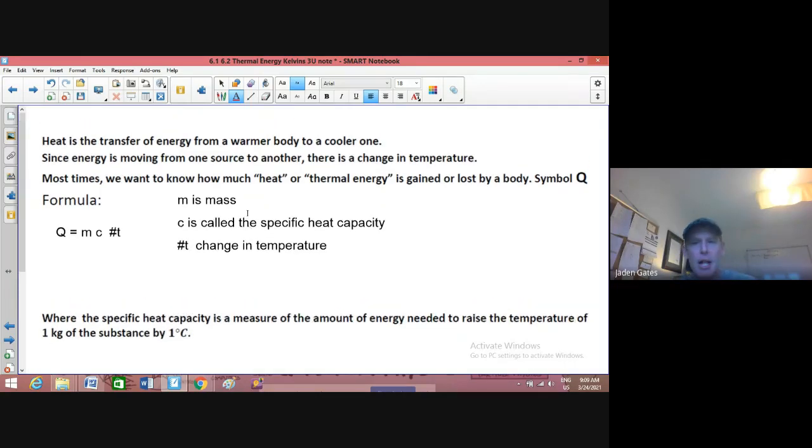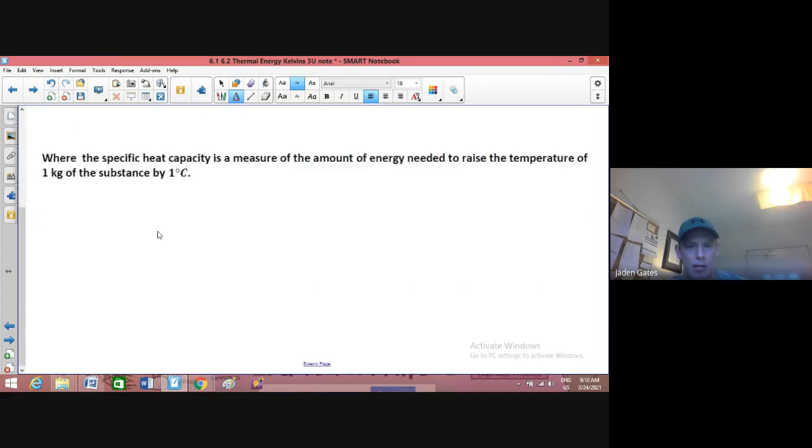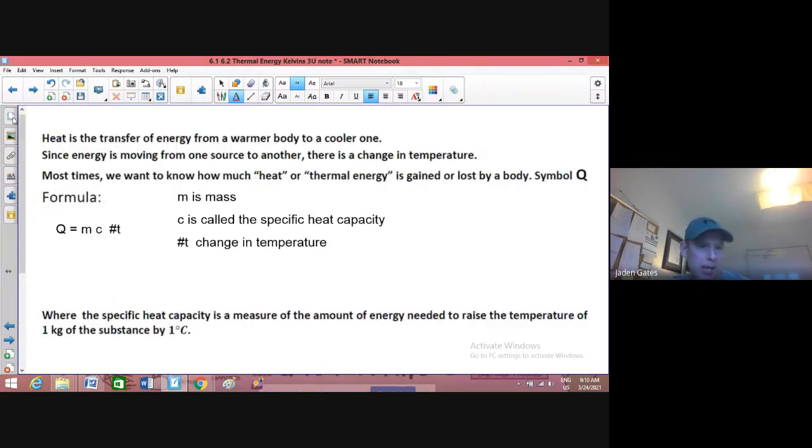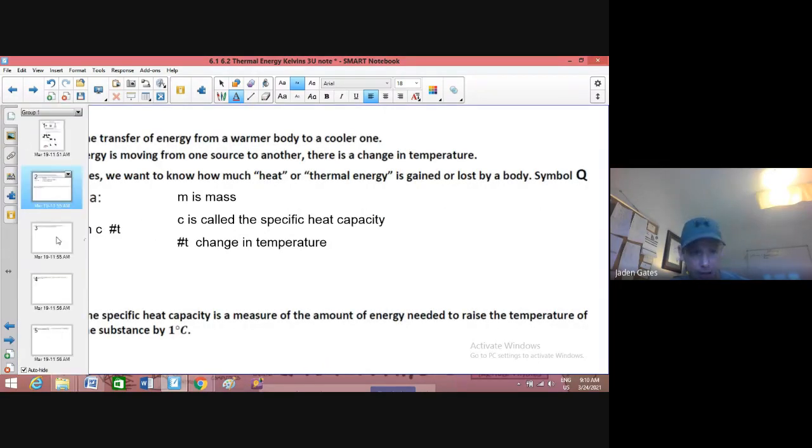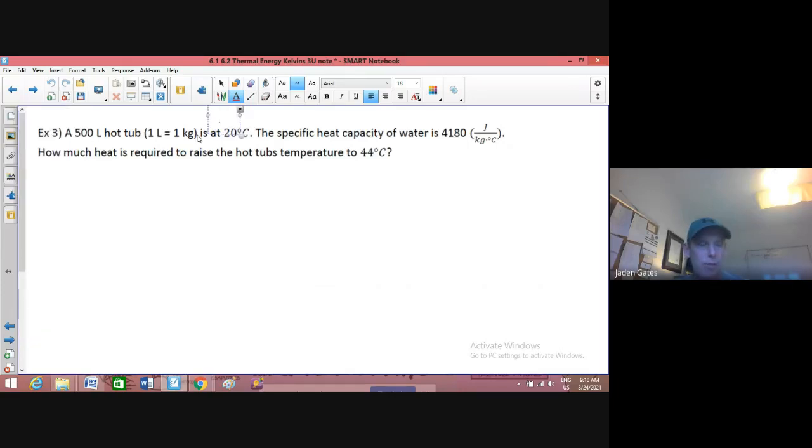It's a measurement. I don't want to get into the units because they're crazy, but what you do need to know is how much heat it takes, using standard units, to raise the temperature of 1 kilogram by 1 degree. So there's our formula: Q equals MC delta T. Now let's use this stuff.